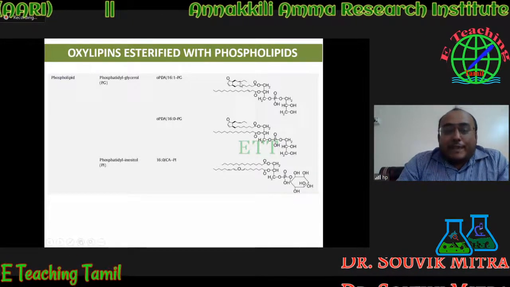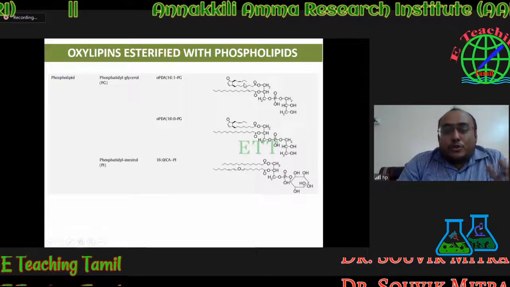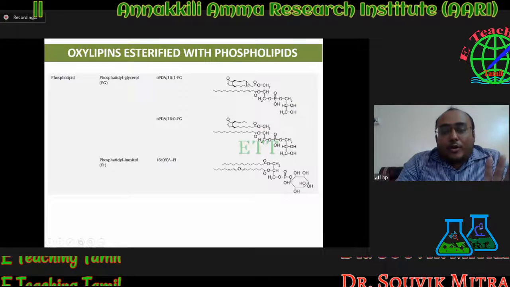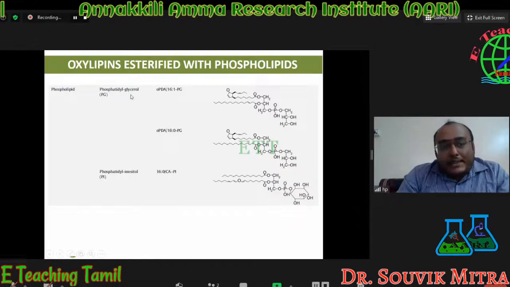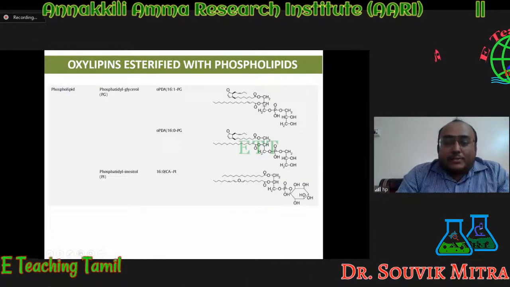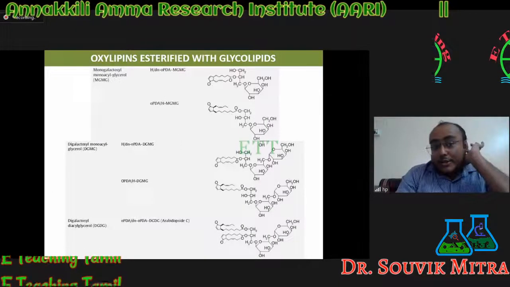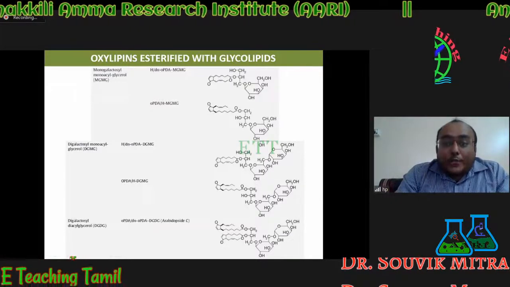These modified fatty acids can get attached to phospholipid molecules, giving a modified phospholipid. So these are oxylipins esterified with phospholipids. Similarly, glycolipids can also be esterified with modified fatty acids.